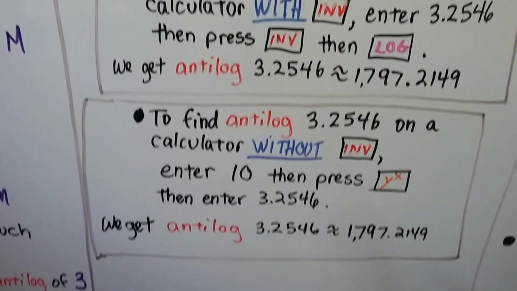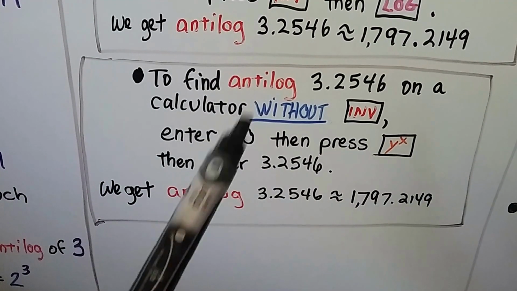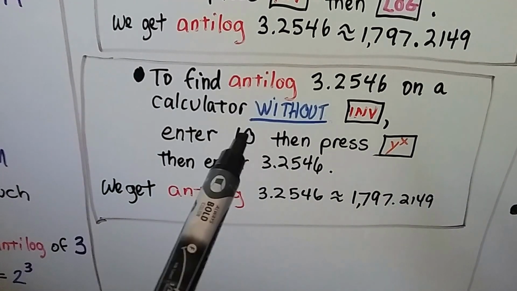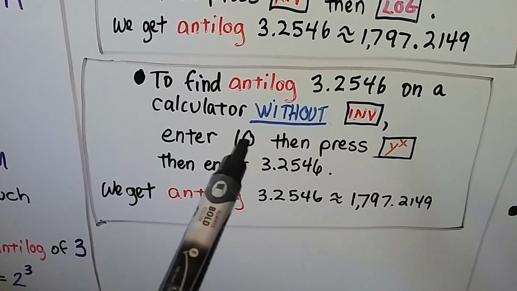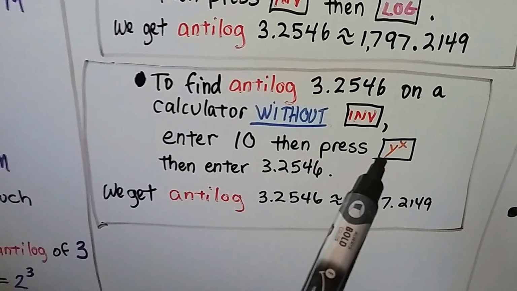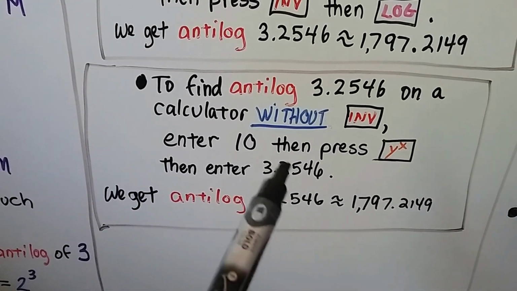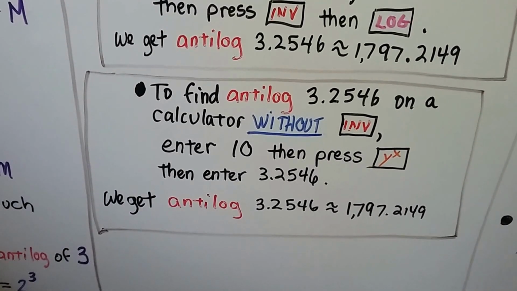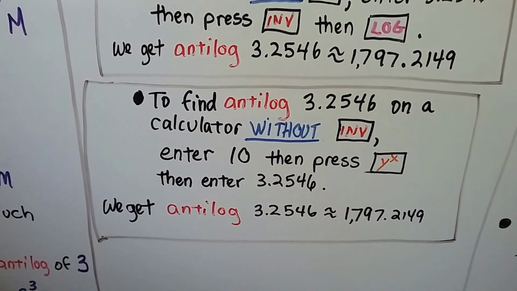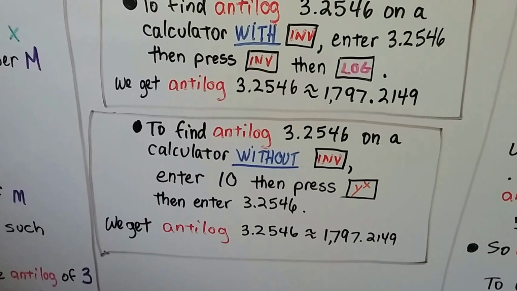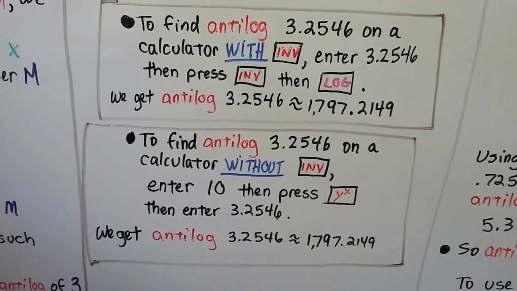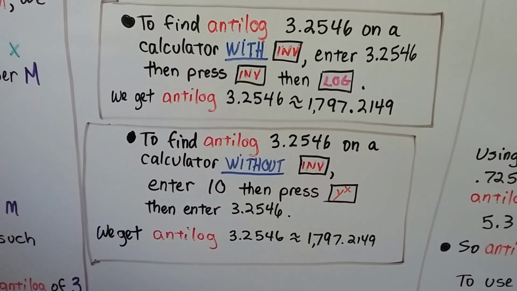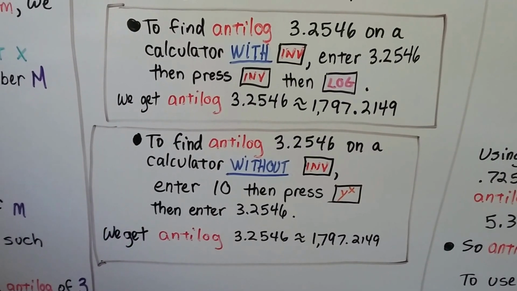Now, what if you don't have that INV key? Well, then what you're going to do is, without that key, you're going to enter a 10 first. That's the very first thing you do. Then you're going to press y to the x, and then you're going to enter the number. And you're going to get the same answer as if you did have that inverse key. So if you want to freeze the screen right now and write down this info in your notes, that might be real useful.